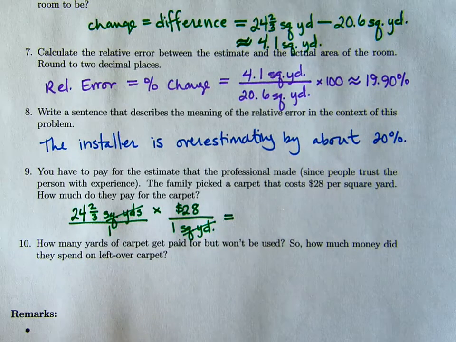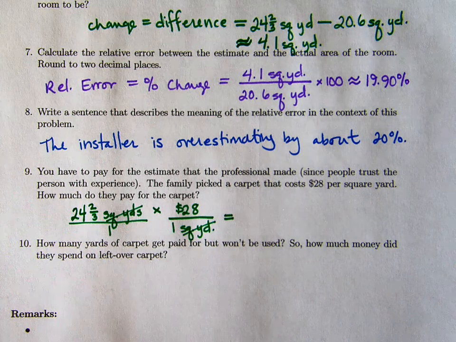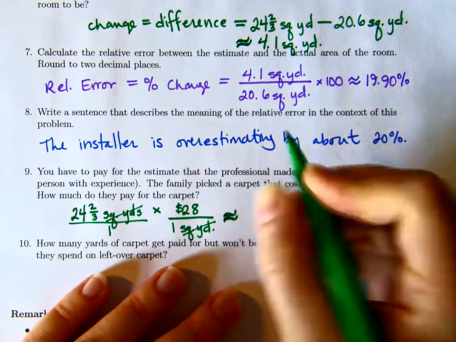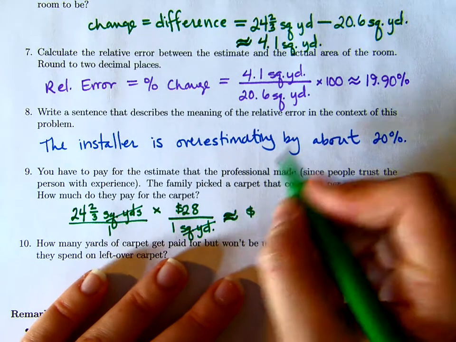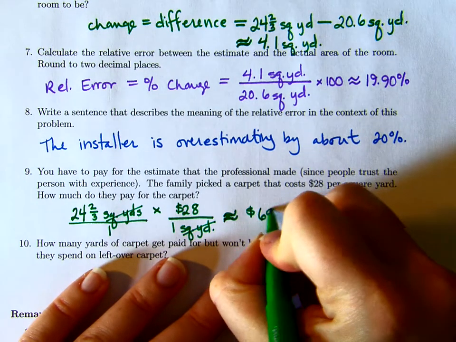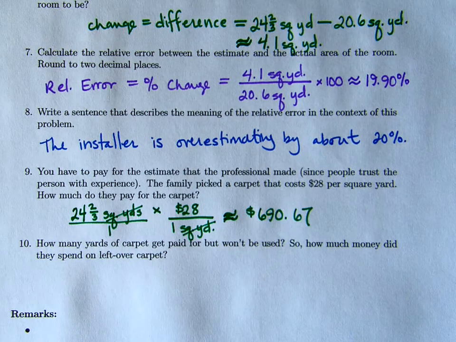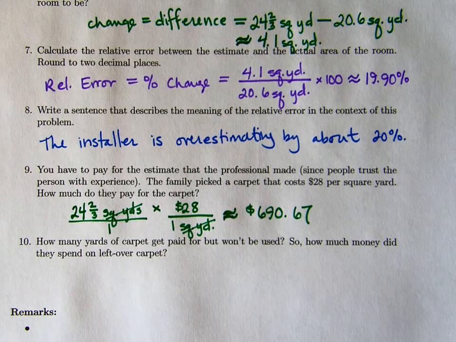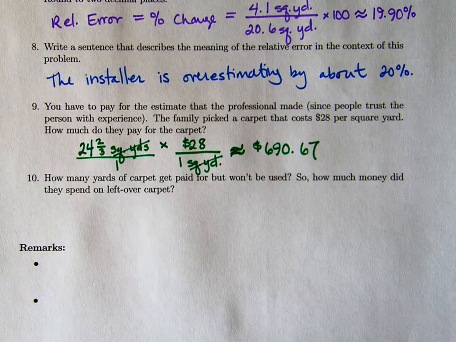And it looks like let's go ahead and multiply. That is going to cost us about, so now we're going to have to round it again. And we are going to round it to the nearest penny. So $690.67. About. How much do they pay for the carpet? $690.67. How many yards of carpet get paid for but won't be used?